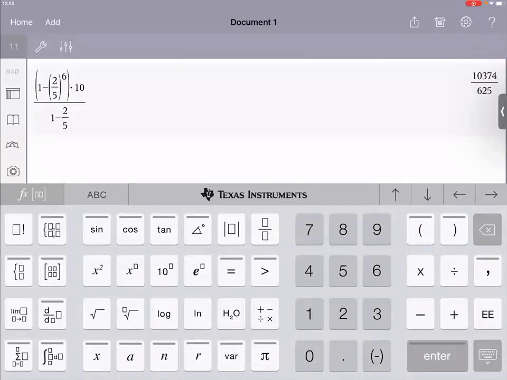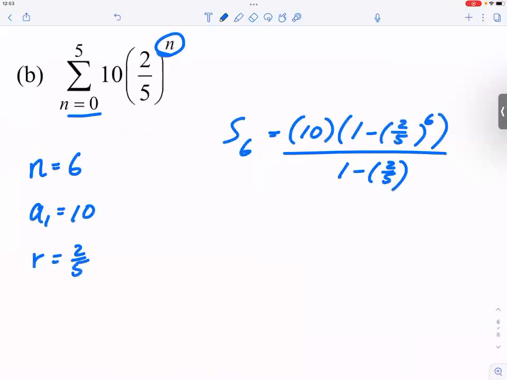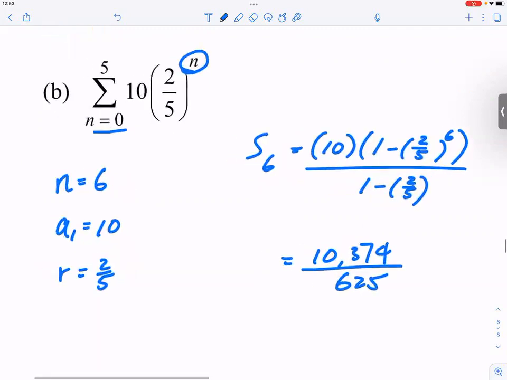And you get a fraction. And it's okay. That will be the answer. Okay, so 10,374 divided by 625. Okay, so make sure you know how to tackle this kind of situation.